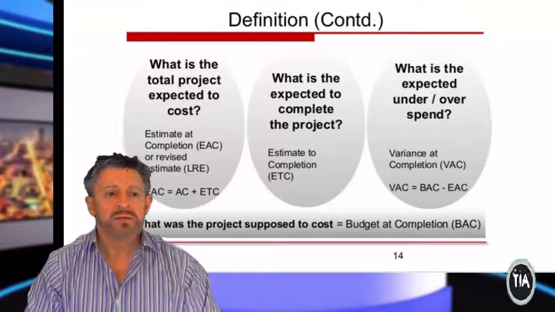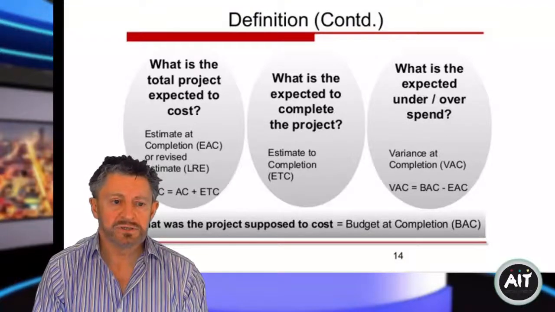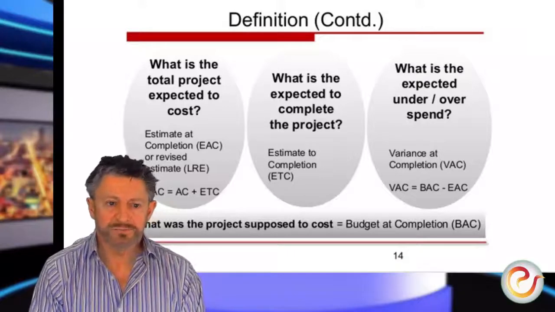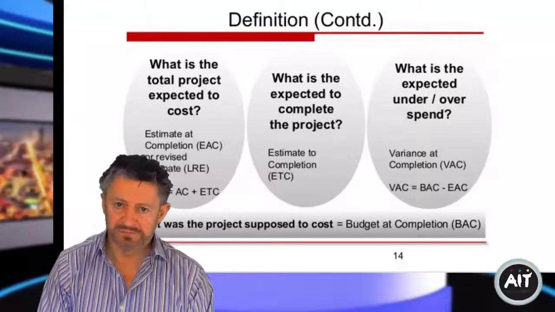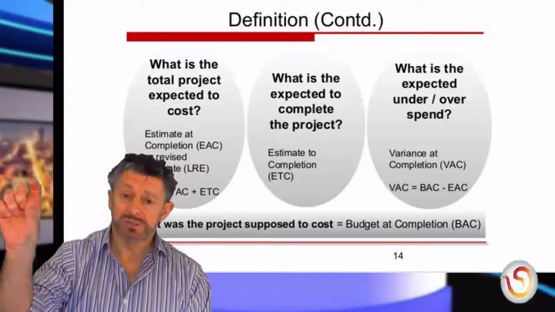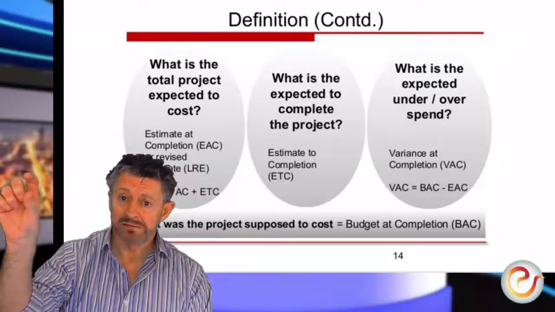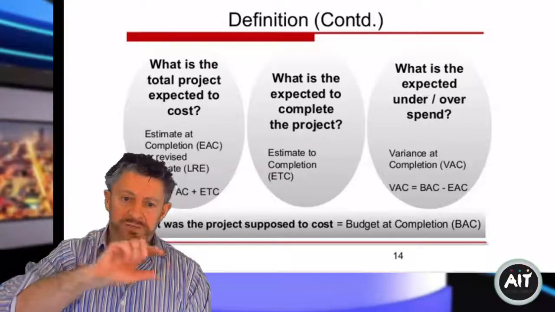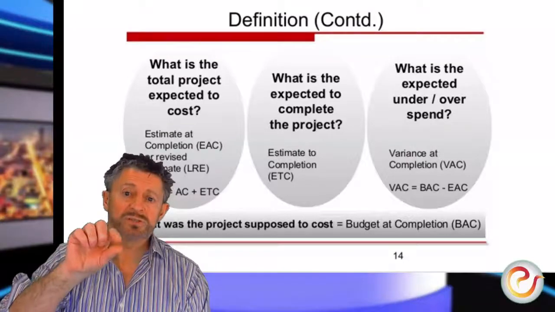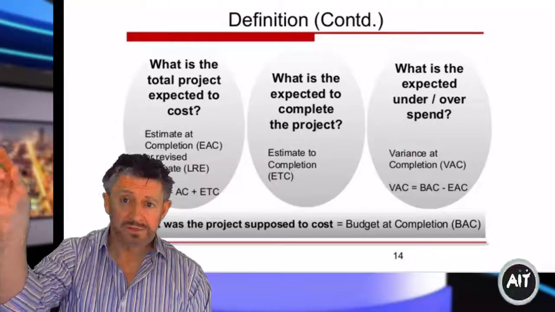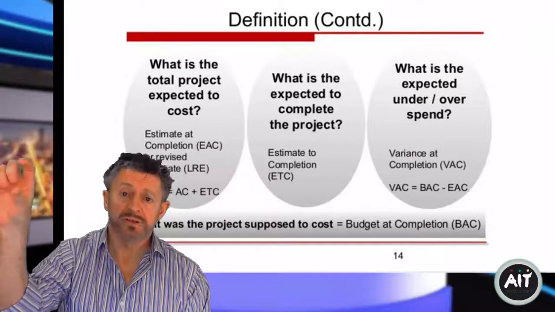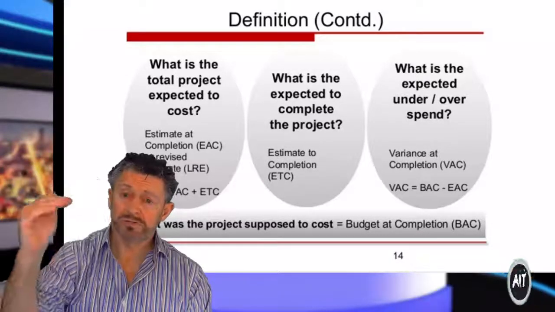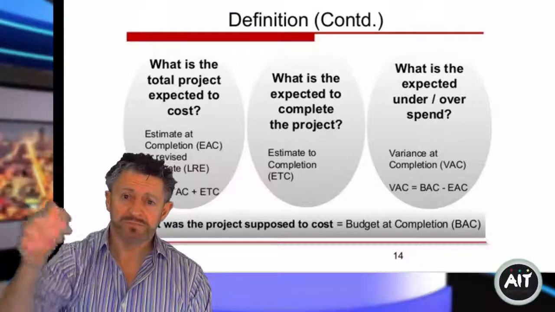Okay. So what is the expected completion of the project? And that's the expected completion. And then what is the expected under or overspend? So the variance at completion. So the variance at completion is 3,000 euros. The planned value was 150,000 euros. Based on how much we've spent so far, plus the remaining that we plan to do, is 153,000. So the variance at completion is 3,000 euros. So already we can see that we're going above budget.